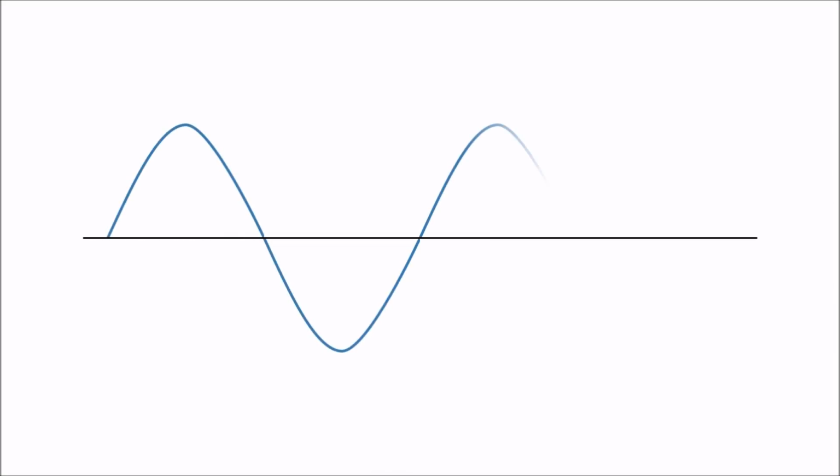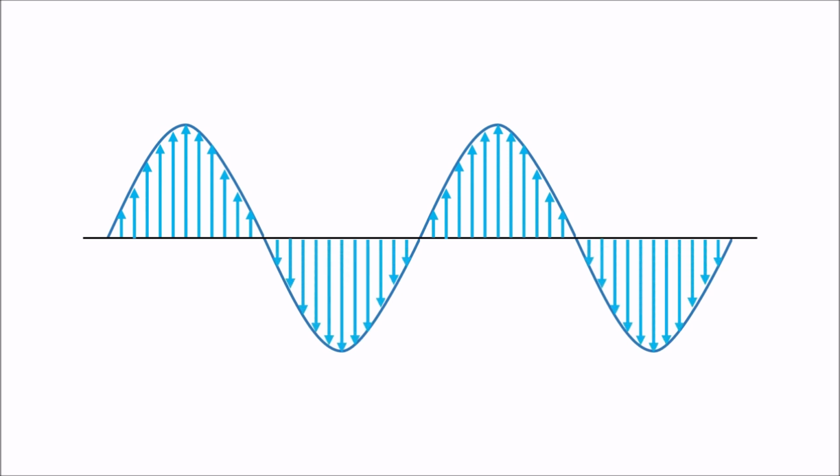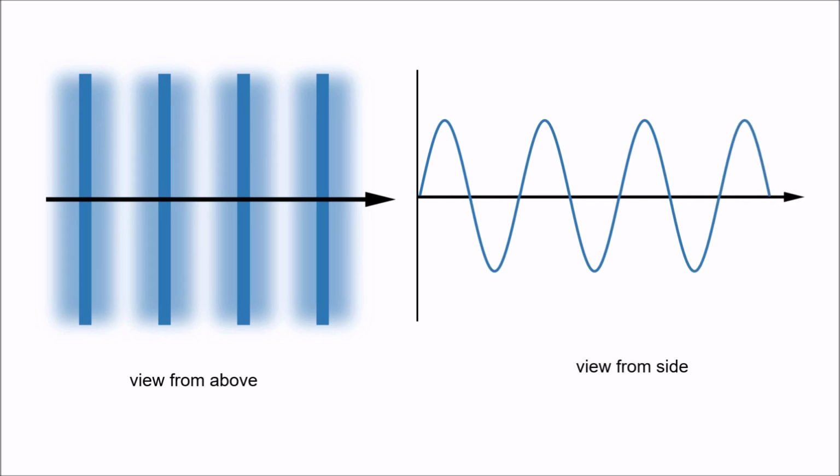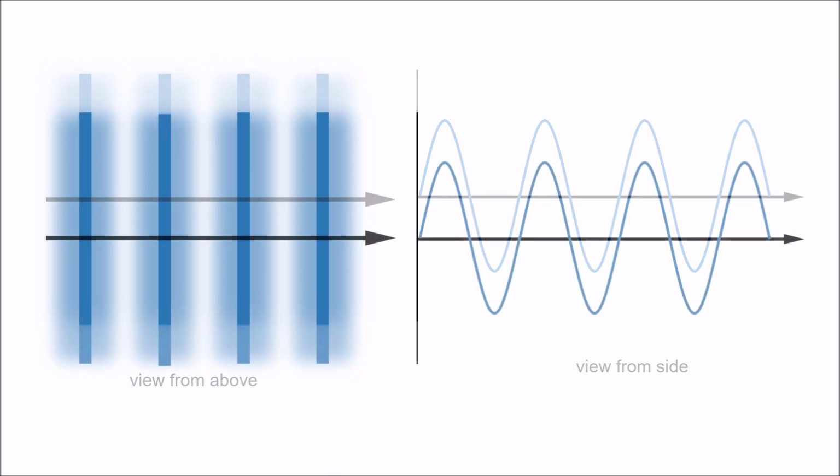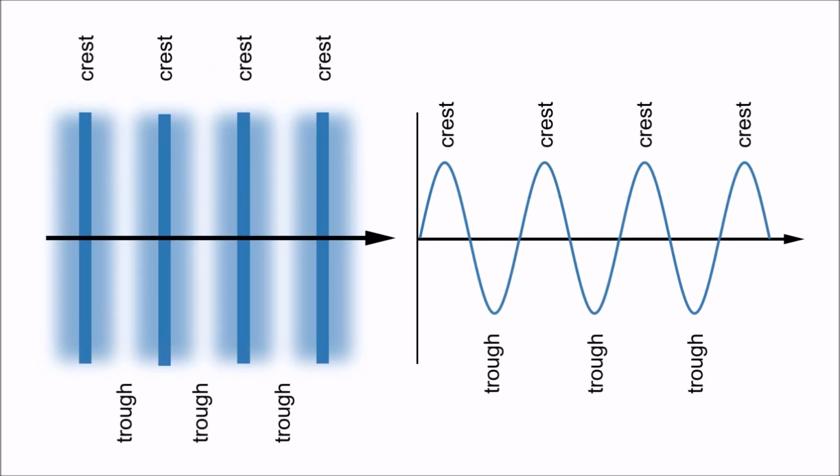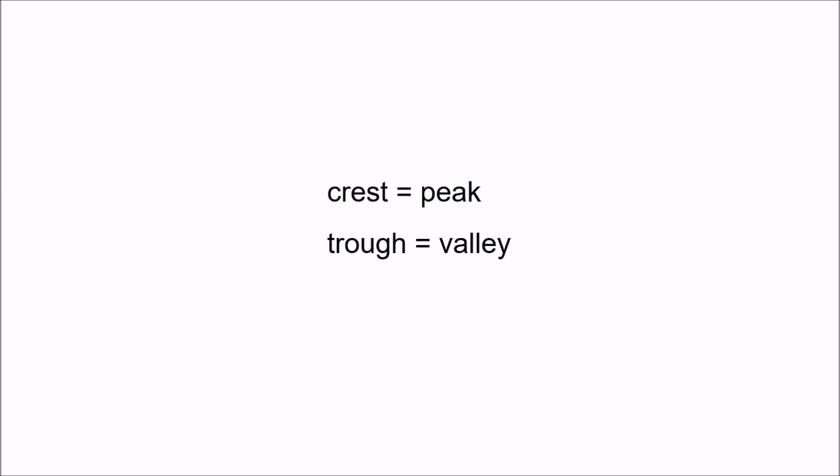Light waves are electromagnetic waves. Such waves exert electric and magnetic forces. The displacement of the wave at a point indicates the direction and relative magnitude of the force. Conventional technical definitions are in quotation marks.